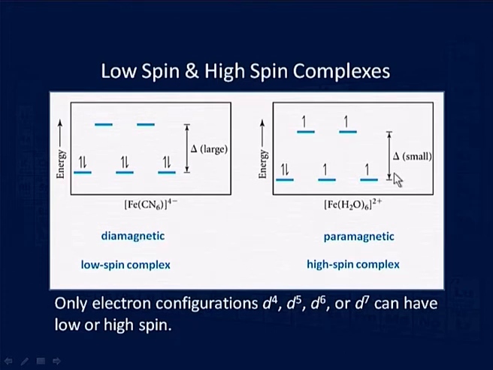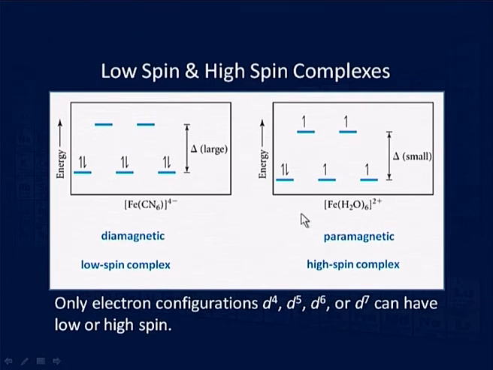However, in the case of the aquo complex, after the third electron, the fourth and fifth electrons will enter the higher energy Eg orbitals, and only the sixth electron will get paired into the lower energy orbital. Therefore, 4 electrons remain unpaired, and this is called a high spin complex or spin free complex, and it will be paramagnetic.